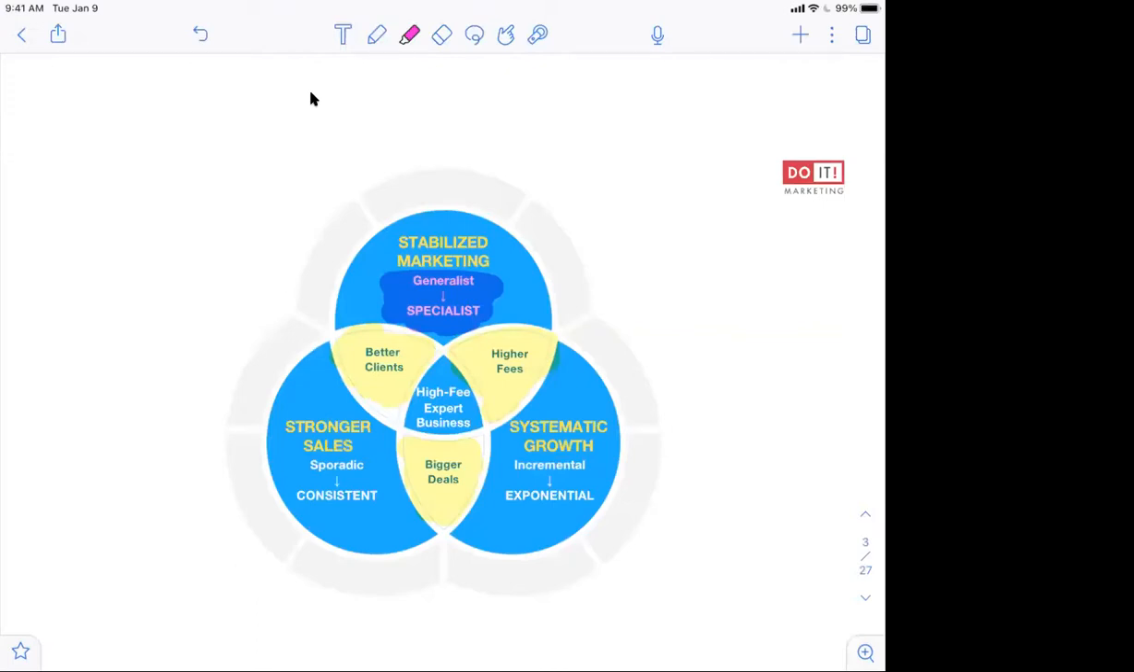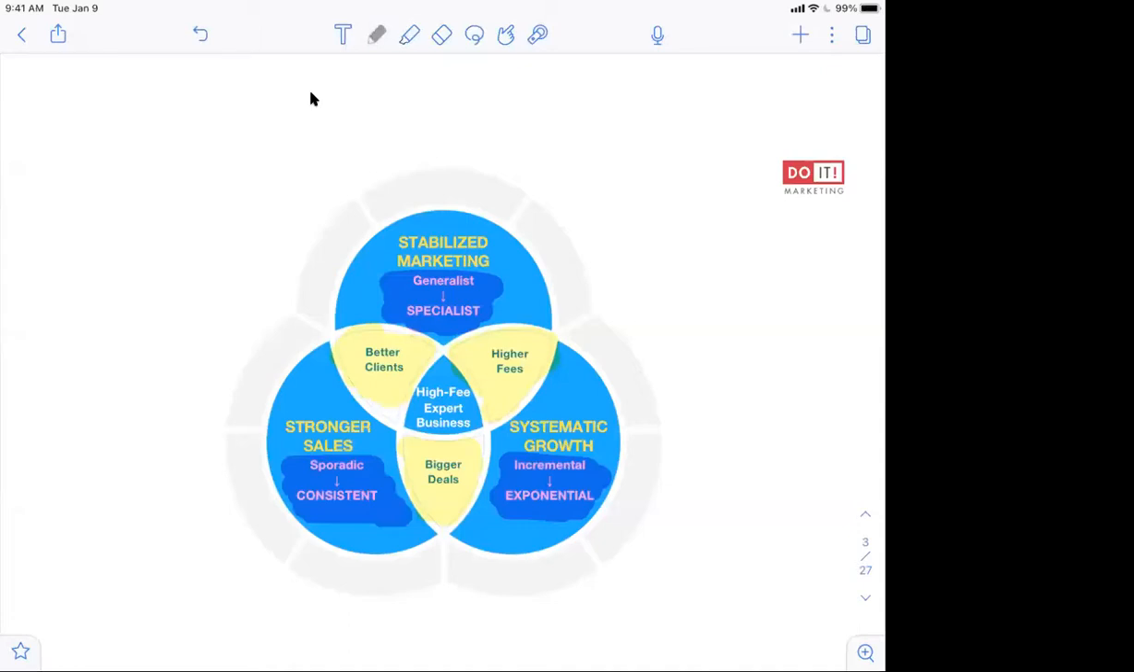The second area, of course, is sales. Stronger sales, moving from sporadic sales success to consistent sales success. And the third lever, of course, is systematic growth, getting you out of the slow growth, no growth, incremental stops and starts, and really unleashing some sources of exponential growth.